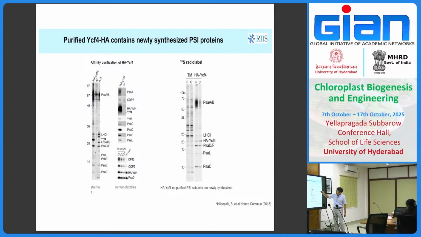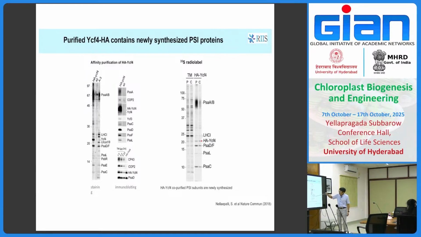There are many minor contaminations somehow, but it's some PS1-related proteins you can see. You see PSA-C, E, PSA-L, PSA-D, F, and also some LHC1 proteins also recovered, which means that YCF4 interacts not only with PSA-A, B, PSA-F, but additional PS1 polypeptides and LHC1 as well.